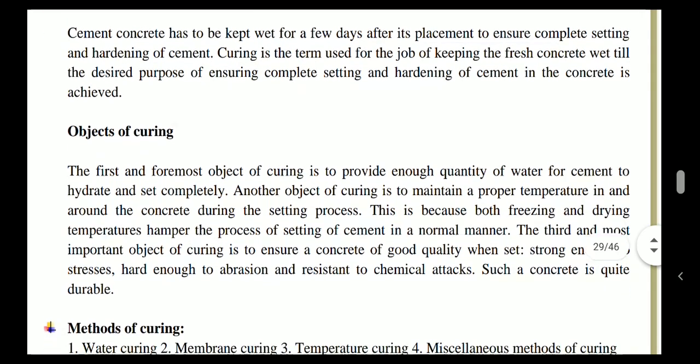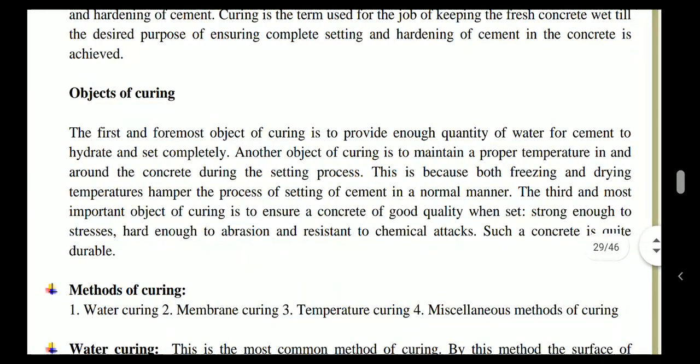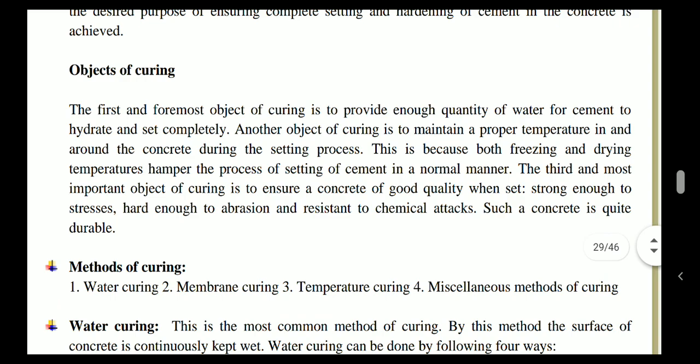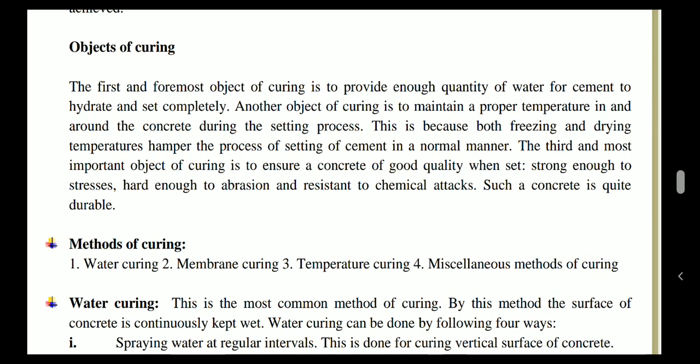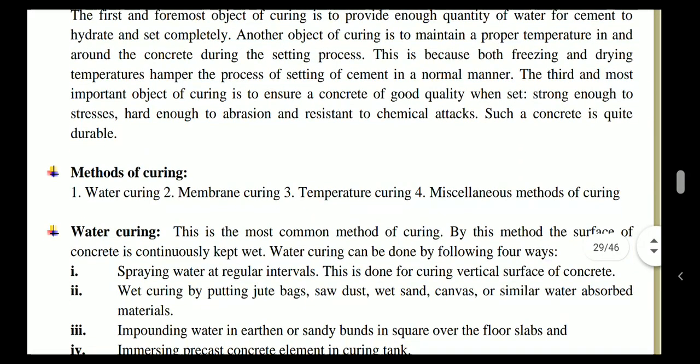So what is the objective of curing? The first and foremost object of curing is to provide enough quantity of water for cement to hydrate and set completely. Another object of curing is to maintain a proper temperature in and around the concrete during the setting process, so that the hydration process is complete and the strength that comes from the Bogue compounds is favorable for us, and the ultimate strength should be given by the mix. This is because both freezing and drying temperature hamper the process of setting of cement in the normal manner. So if we keep it wet by curing, the sample will be favorable to us.